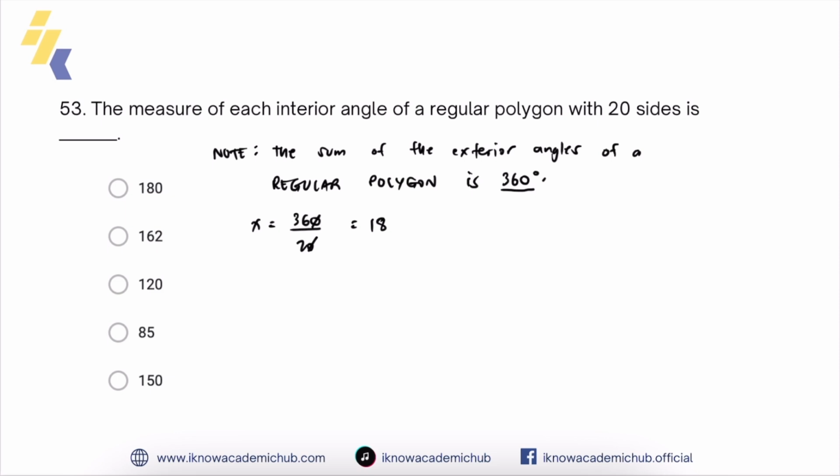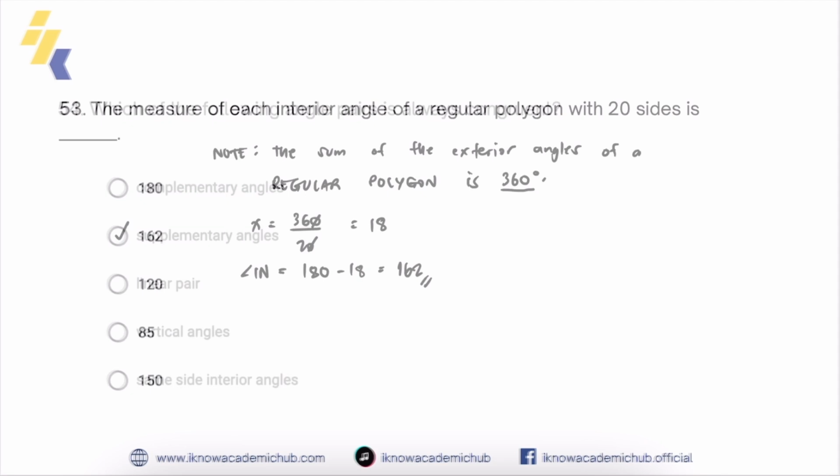And to know the interior angle, that is just 180 degrees minus 18, because the interior angle and the exterior angle are supplementary. So the sum is 180. So 180 minus 18 is 162, meaning to say each interior angle of a 20-sided regular polygon is equal to 162.